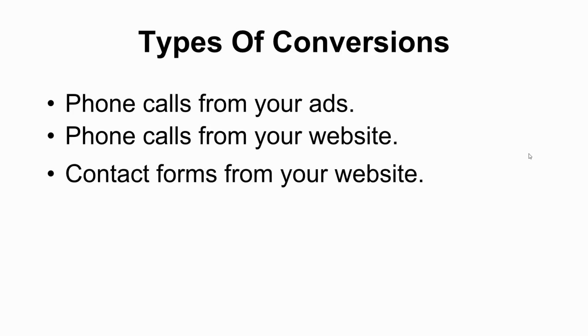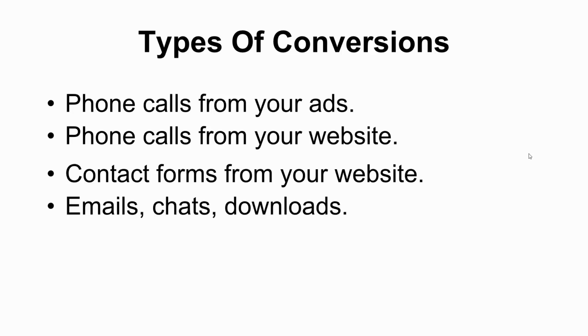You should also be tracking contact forms on your website. Anytime someone fills out a form for an estimate or a contact of any type, you should be tracking that back to your campaign so you can see where that lead came from. And some other things you can track, if you have these things on your website, are emails, chats, and downloads. If you have some kind of a free report or an ebook that you want people to download, that's another thing you can track as a conversion in your account.